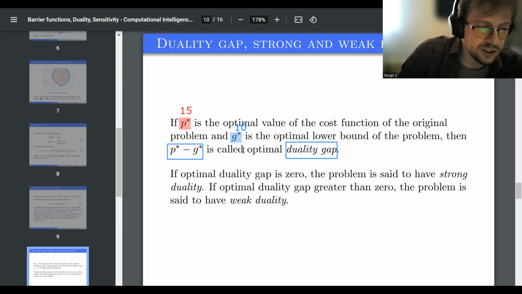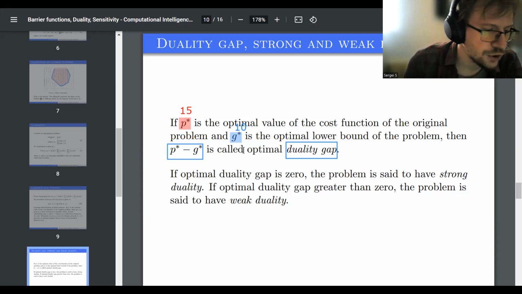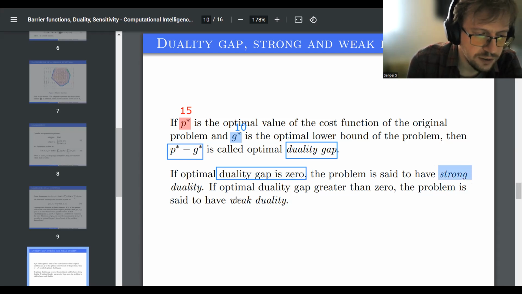Optimal lower bound cannot be bigger than the optimal value of the cost function. That just wouldn't make sense by definition. So the duality gap is always positive or 0. If the duality gap is actually 0, then the problem is said to have strong duality. So if the duality gap is 0, then we have strong duality.